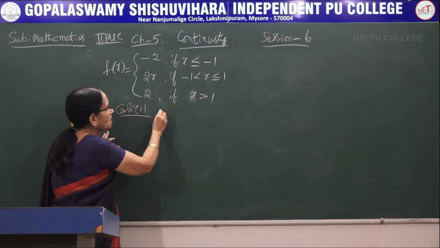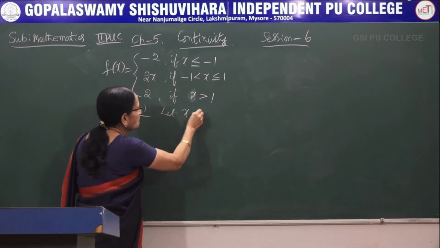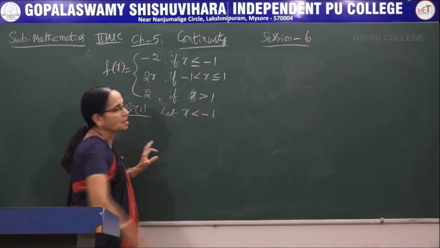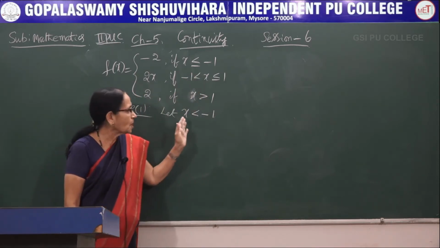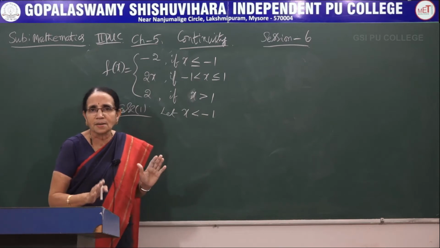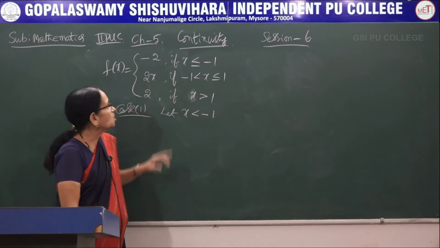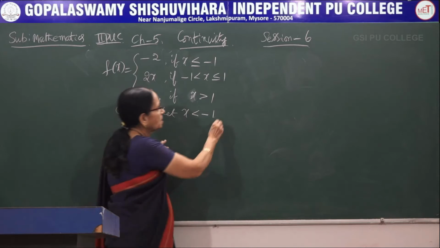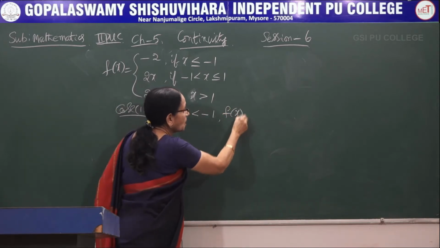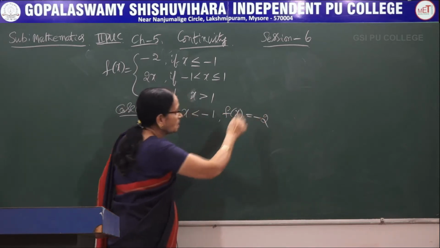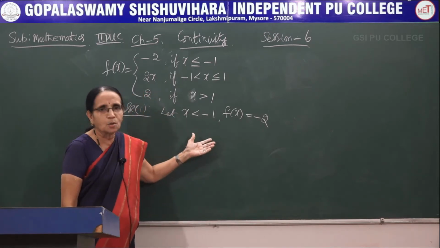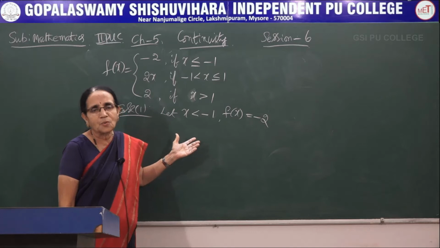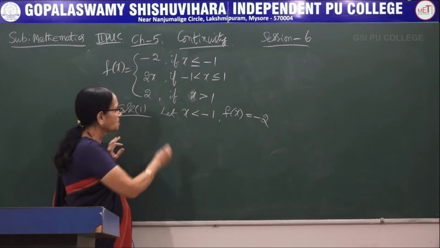Case 1, let x be strictly less than minus 1. I am not considering the equality here. I am taking a value of x which is strictly less than minus 1. Now, what is the value here? In that case, the exact value of the function is given, that is f of x equals minus 2. Here itself you can argue and say, since it is a constant function, it would be continuous.